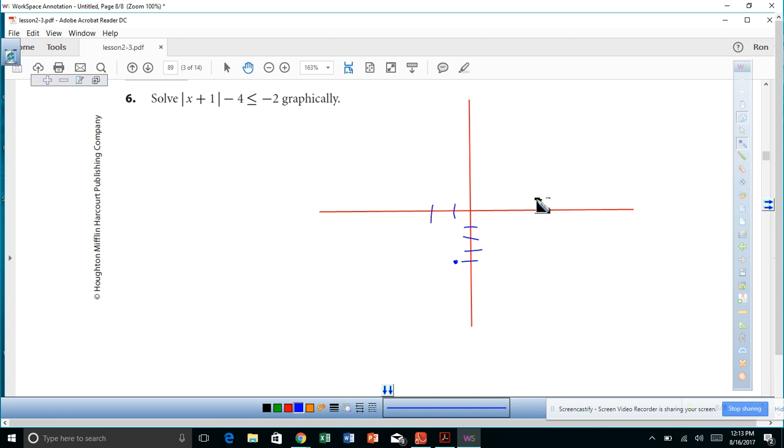And let's see, here's our, let's draw that. I don't want to do it like that. Let's give it some black legs here.